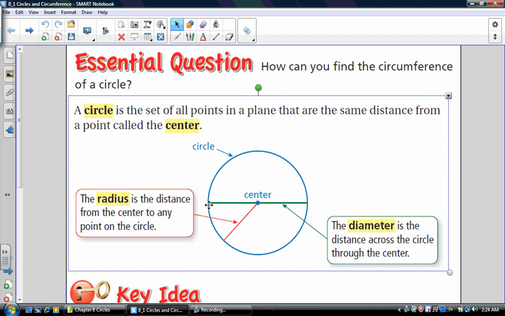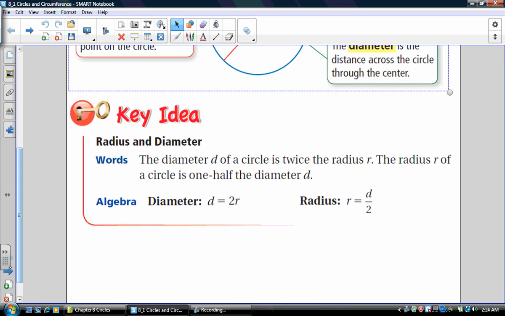So that's your diameter. The relationship between diameter and radius is that the radius is half of the diameter, or you could say the diameter is 2 times the radius. Okay, and that's what's detailed here. The diameter is equal to 2 times the radius. The radius is 1/2 of the diameter.